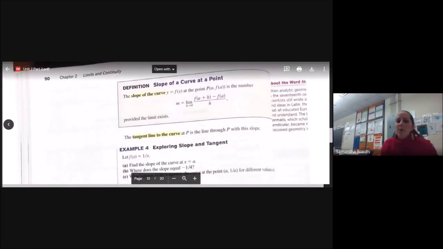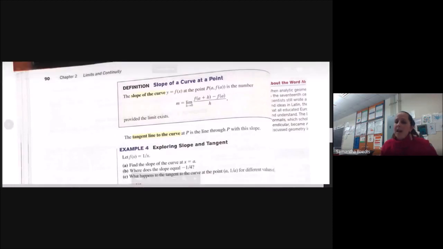So the slope of a curve y equals f of x at the point P, a, f of a is the number m, the slope, equals the limit as h approaches 0 of f of a plus h minus f of a divided by h. Okay, of course, provided that the limit actually exists. The tangent line to the curve at P is the line through P with this slope. Okay. So once I have my slope, I create the line using the points that I have.